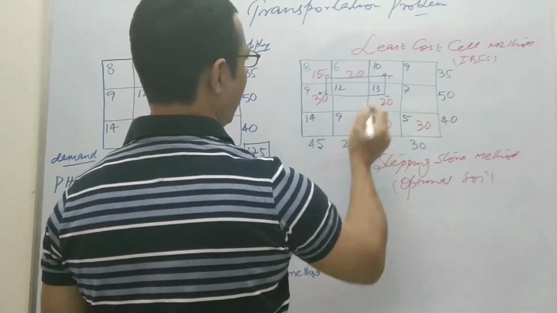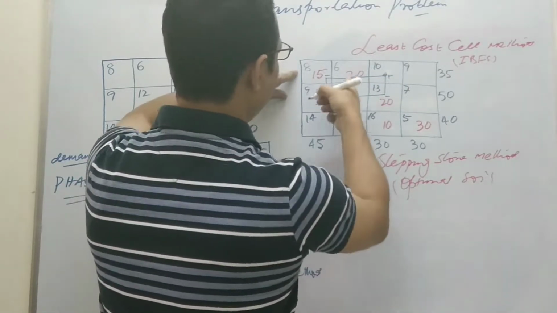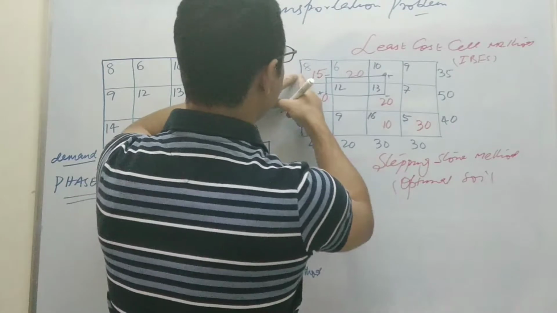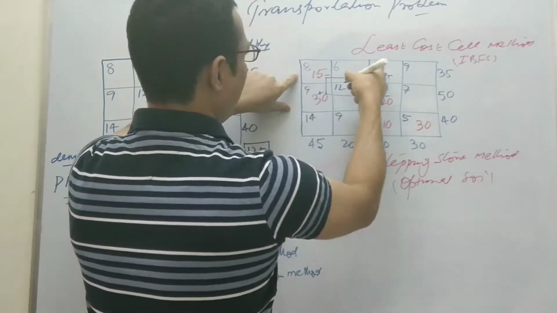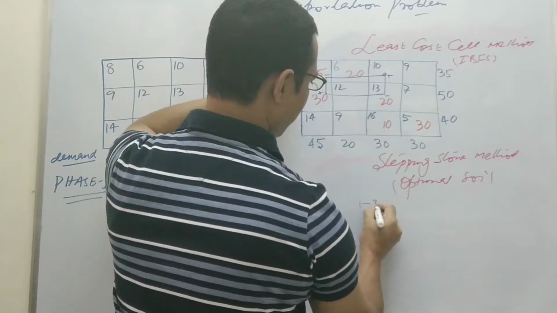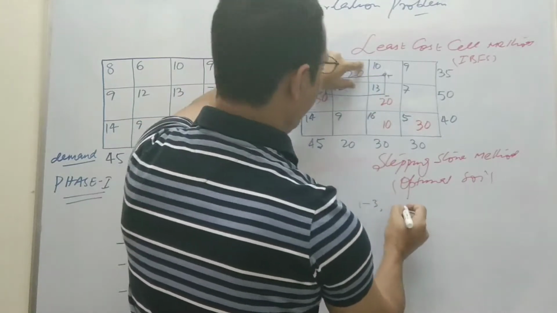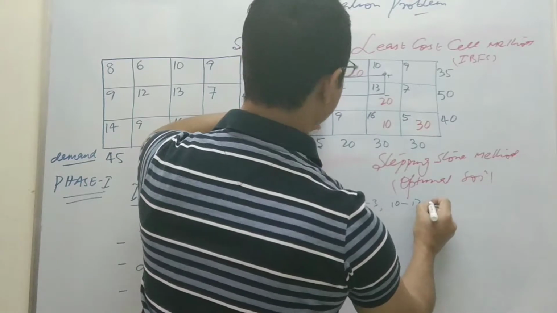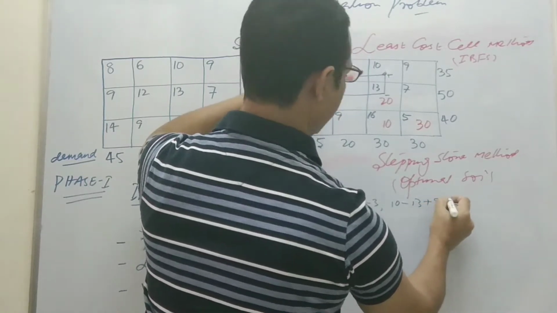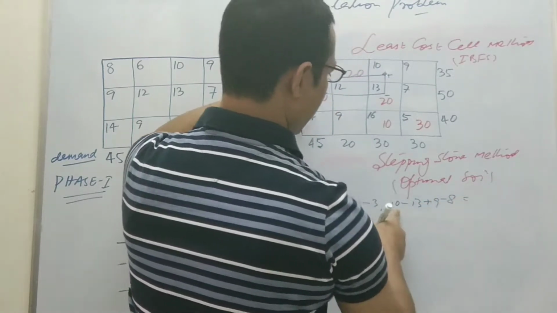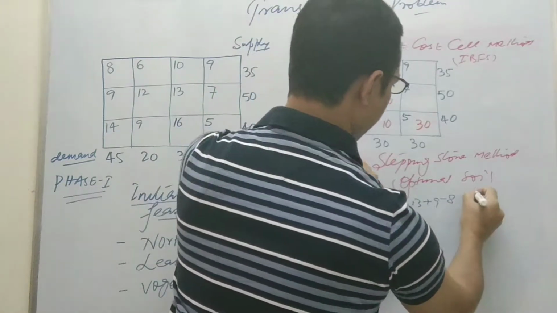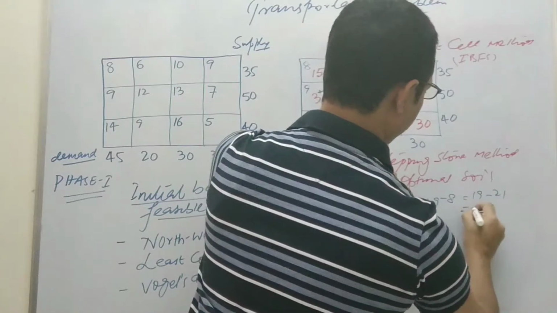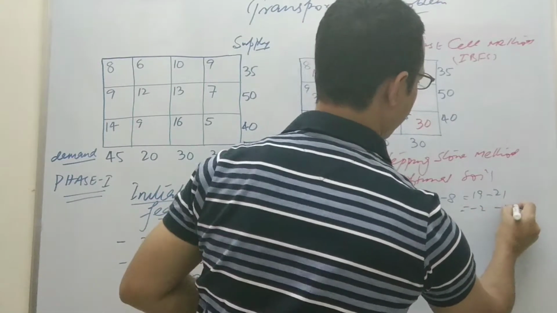Now we'll see whether we get a negative or a positive value. Which cell are we going to consider? Cell 1 3, first row third column. So 10 is a positive value, then 13 negative, then 9 positive, then 8 negative. Let's check: 10 plus 9 is 19, and 13 plus 8 is 21, so that is minus 2. Now we have got a negative value.